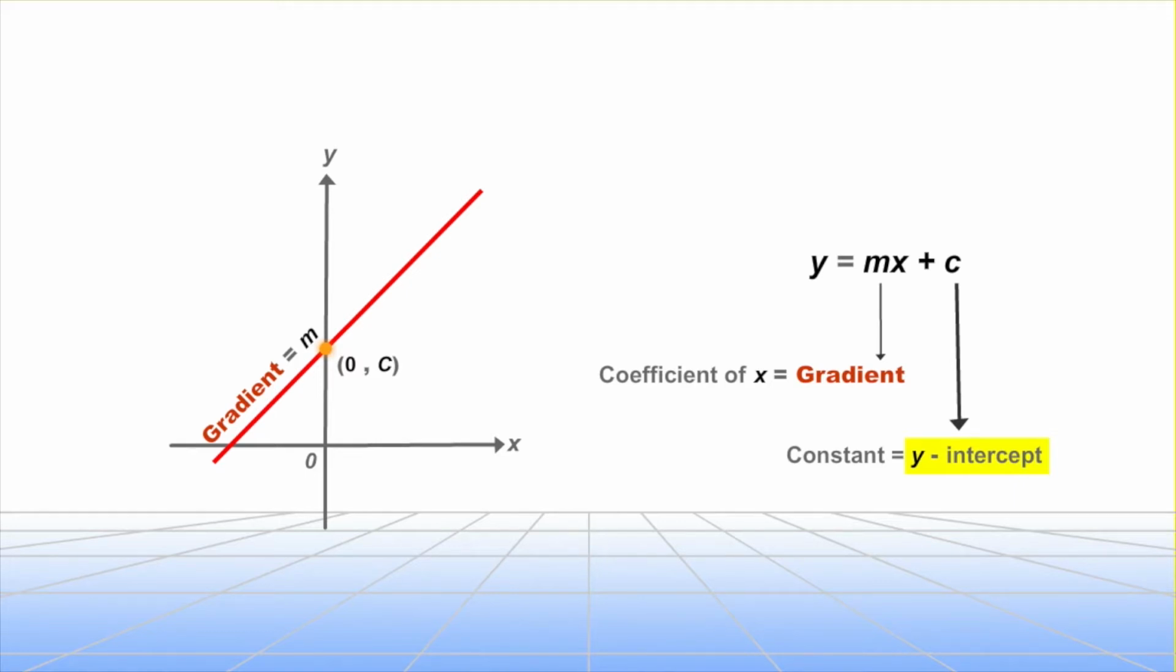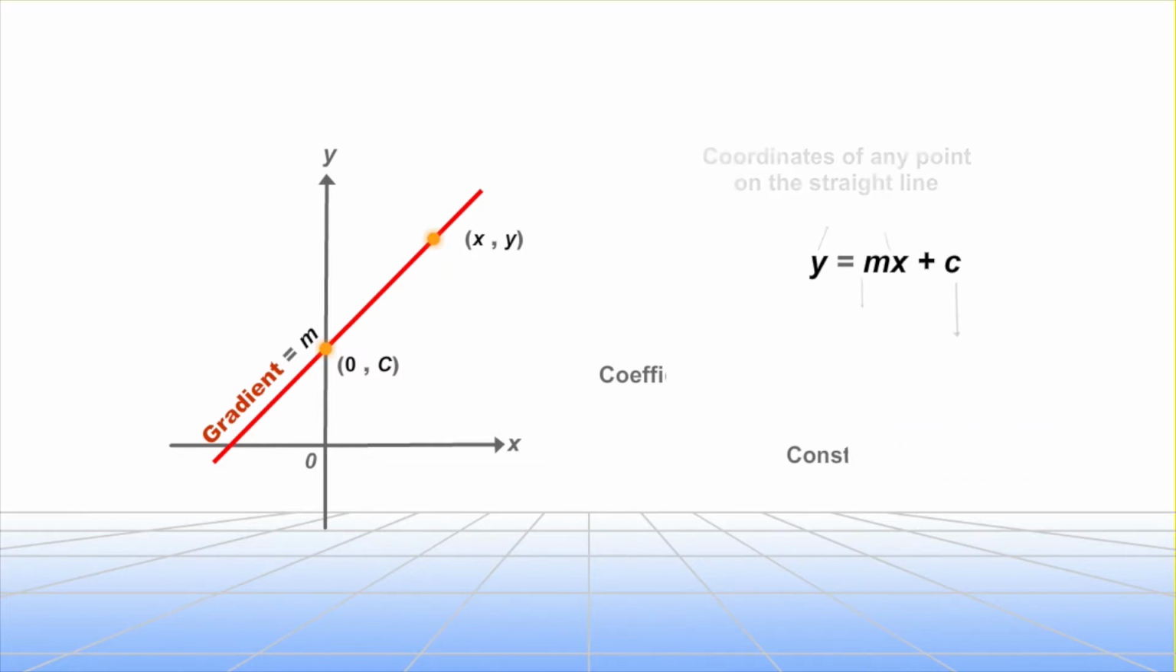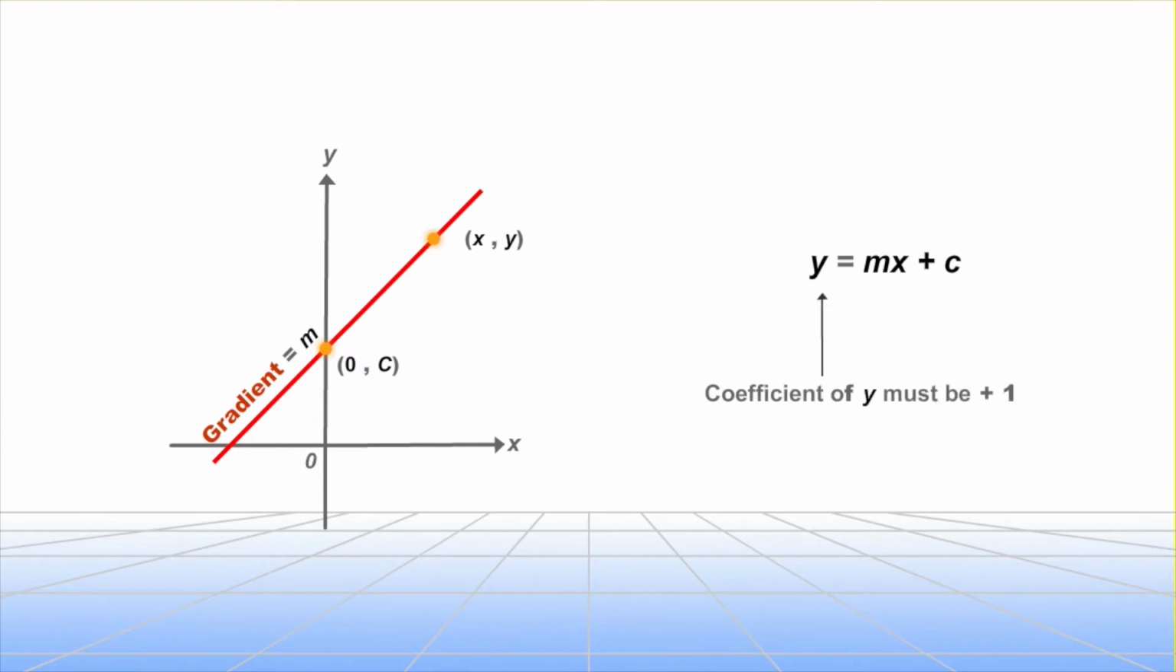And finally, what do the x and y variables represent? The x and y represent the coordinates of any point on a straight line. One important point to note is that the coefficient of y must be +1. And this condition has to be satisfied.